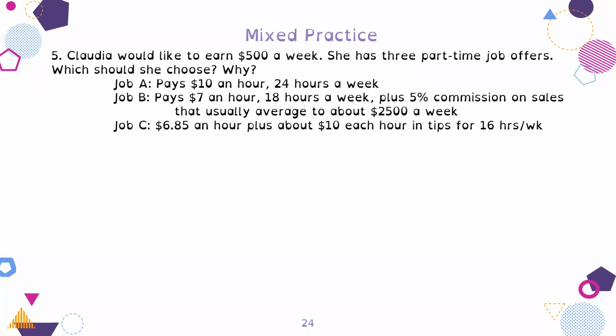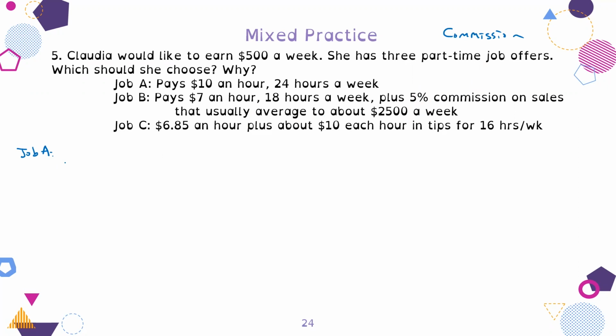So figure out which job she's going to pay. This is a commission job because we have some commission to figure out. So we're going to have to do it in 3 parts. We're going to have to look at all the jobs and figure out what is the best option for Claudia.